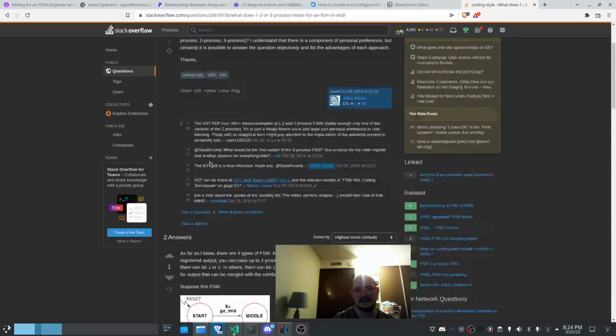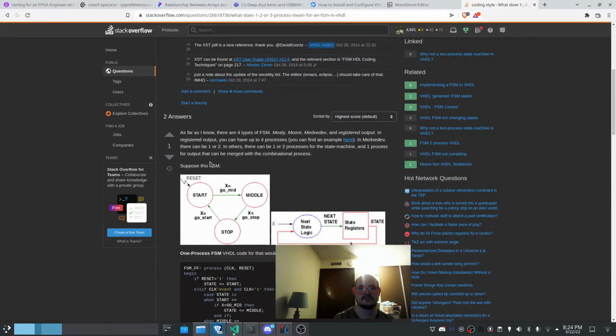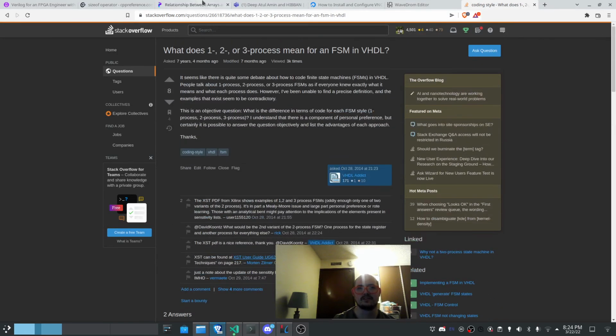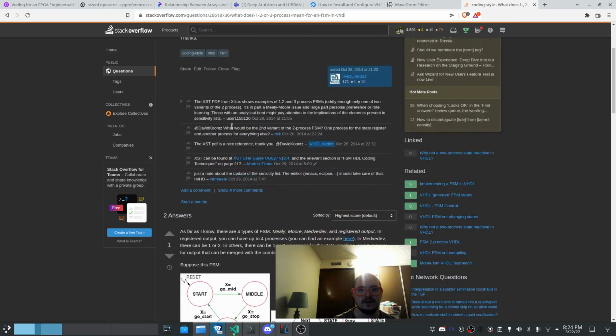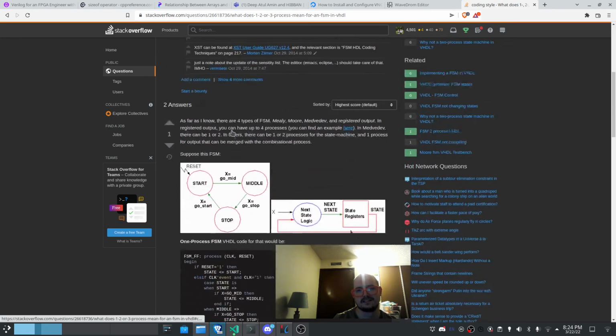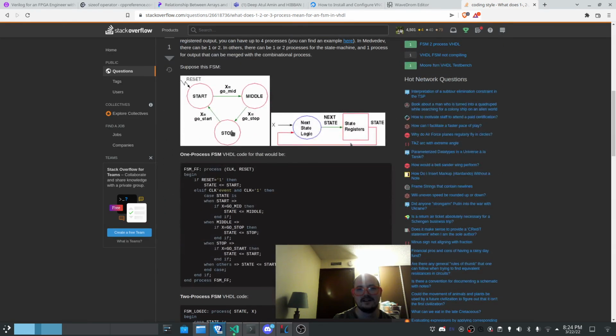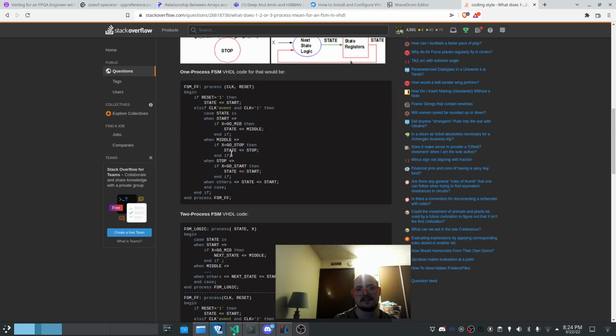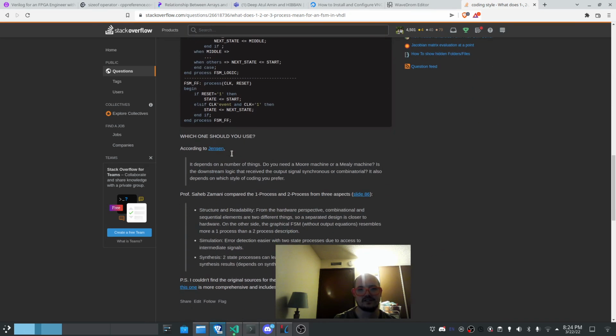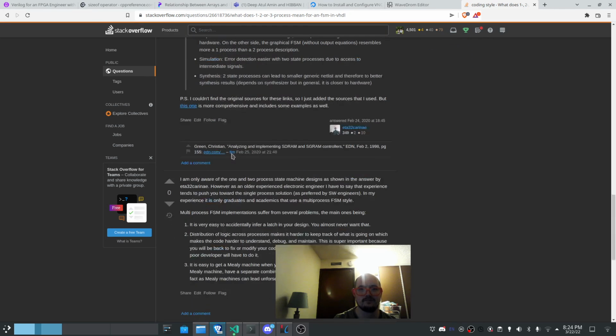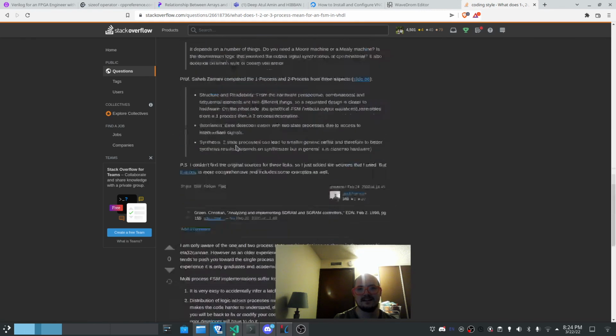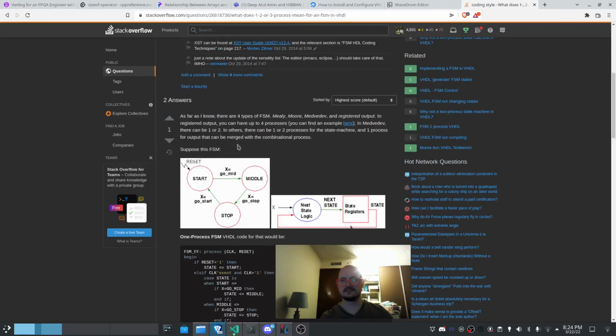I would highly recommend reading through this Stack Overflow question right here. I like the 3-process methodology. It makes the most sense to me. It's the easiest to reason about. This code is written in VHDL instead of Verilog, but the concept remains the same. You'll just have to do some translations. So at any rate, I hope that helps clear up some things.